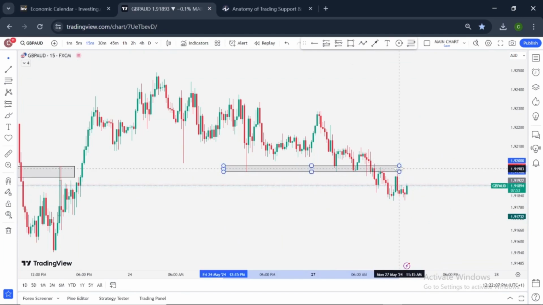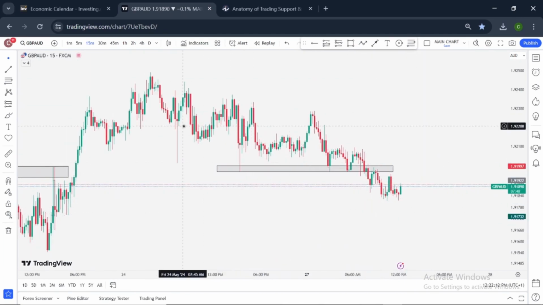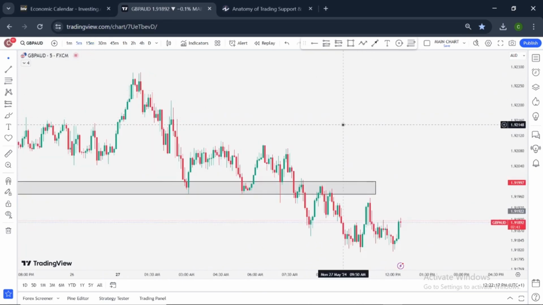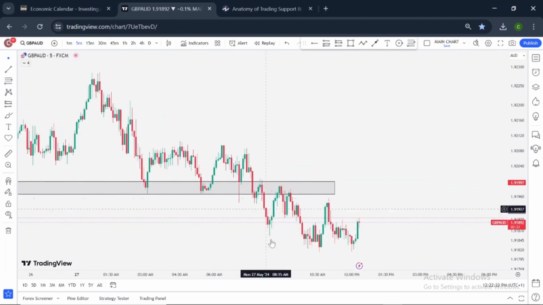Then the next thing we do is to look for our entry confirmation. We will now scale down to a lower time frame, from 5-10 minutes, 5 minutes, 3 minutes, or to 1 minute, to look for our entry confirmation. So in this scenario, what do we have on the 5 minutes? We have the double top, as you can see.